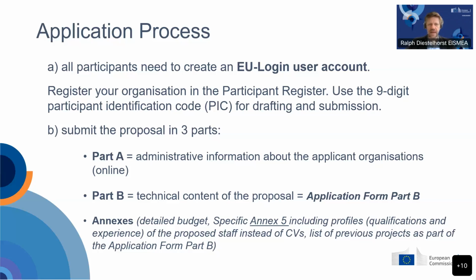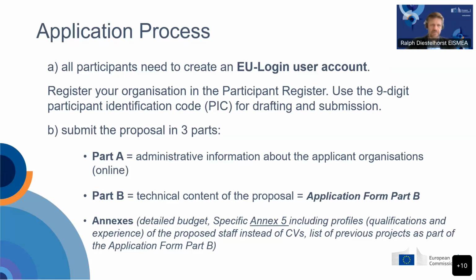So part A is the administrative information about the applicant organization, the name, the departments, the people who work on that, etc. It is as well a simplified version of the detailed budget that we ask you to submit. You fill this literally online in one table, which is part of the online submission set. And that's it. That's what you do online, including a little summary of the project, what you want to do.